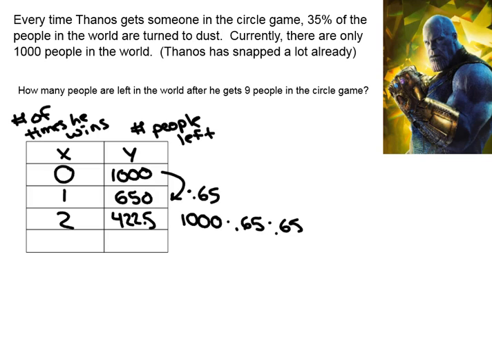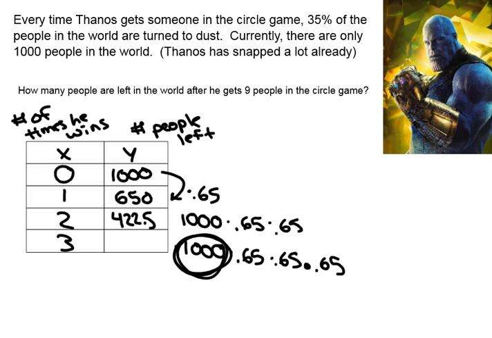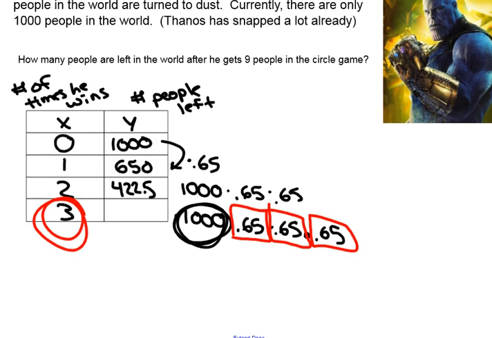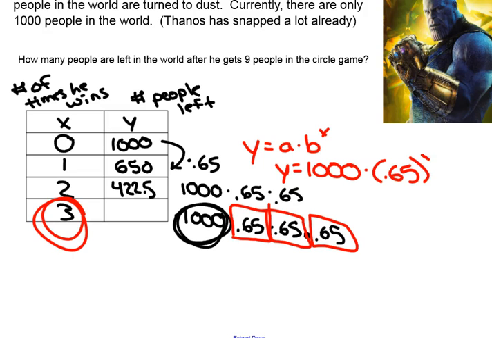And then we would just keep doing that, right? So for 3 people, it would be 1,000 times 0.65 times 0.65 times 0.65. So essentially, you start with the 0th term right here, and you multiply by that common ratio, the common multiple, however many times that it says for x. So that's why our equation becomes y equals a times b to the x. And in this case, it would be y equals 1,000, which is our starting value, our 0th term, times b. Our b is 0.65, to the x.